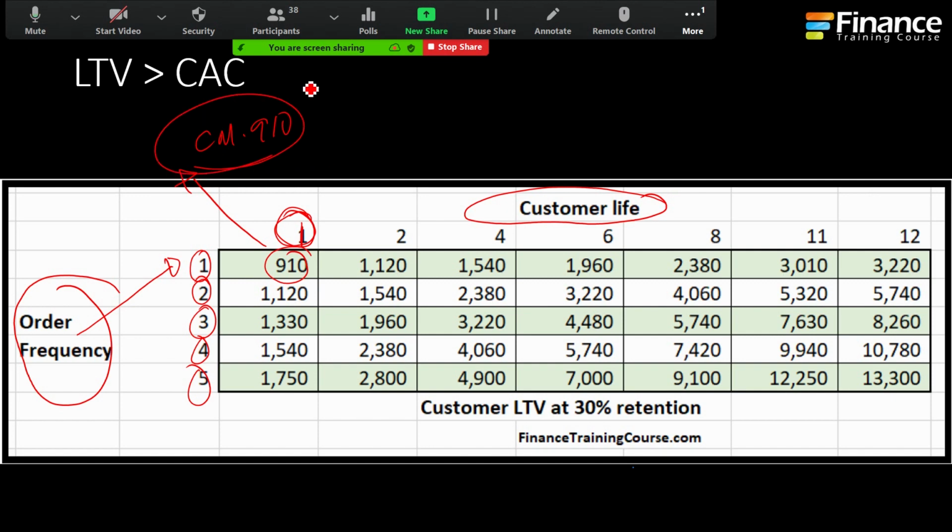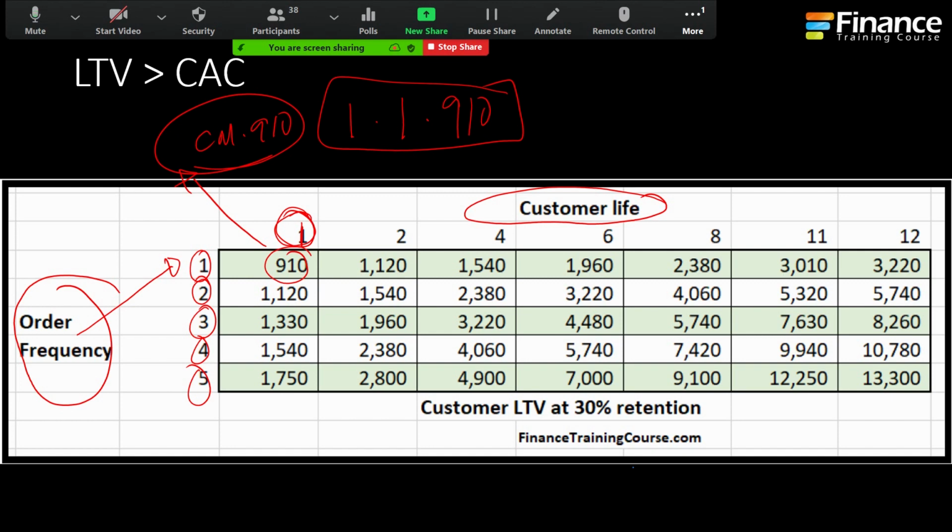Does that make sense? Because why? Because length of relationship is 1, number of orders a year is 1, contribution margin is 1, so ये 910 हो गया. एक ही कस्टमर है ना, एक ही ऑर्डर है, तो इसमें रिटेंशन का सवाल ही पैदा नहीं हो रहा.